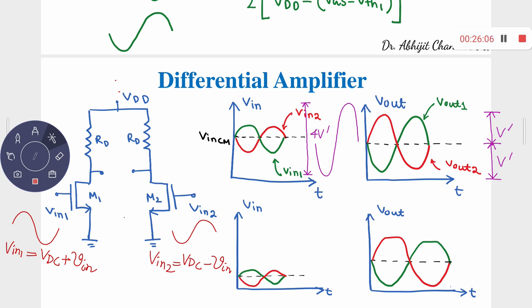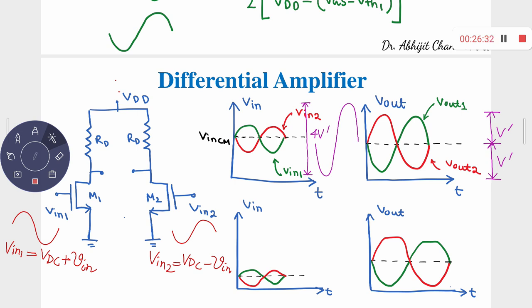VDD is 3 volt supply, and this is placed at 1.5 volt. So if this fluctuation is 1 volt from here to here, then here it is 0.5 volt only. So if it is 1.5 volt, this is 1 volt. Right. So let's assume that it's 0.5 volt. No problem.